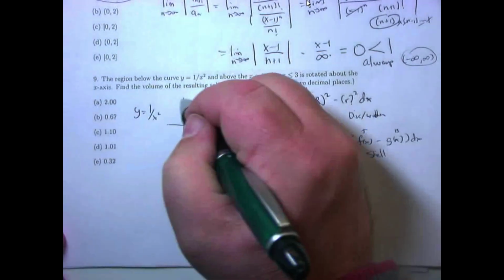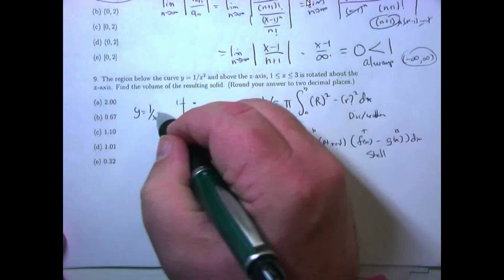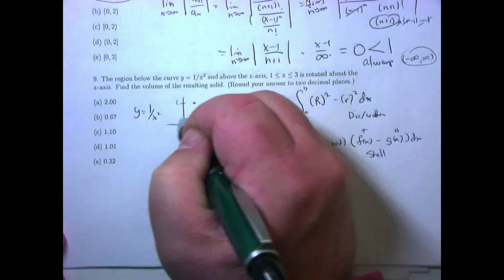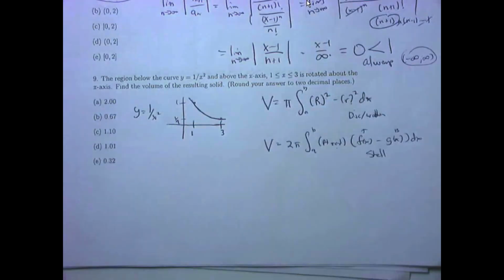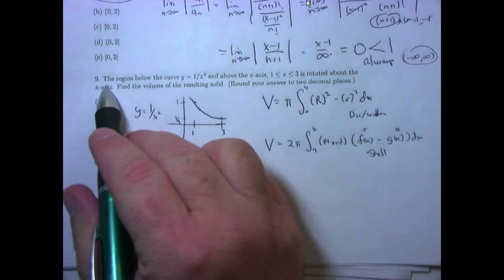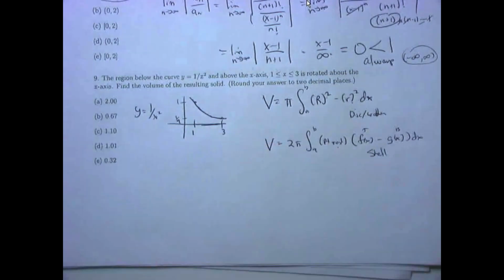That looks like 1 squared is 1 whenever x is 1, so that's up here. 3 squared is 9, that'll be 1/9 over here, which is down there, and this is what my function looks like between the two. There's my function right there, between the function and the x-axis right here.